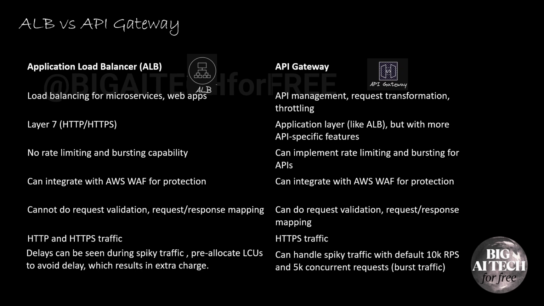Application load balancer delays can be seen during spiky traffic. You need to pre-allocate LCUs to avoid delay, which results in extra charge. Whereas API Gateway can handle spiky traffic with the default 10,000 RPS and 5,000 concurrent requests, right? That's burst traffic. So what does this mean? API Gateway can handle burst and spiky traffic much better, whereas for ALB, you need to pre-allocate underlying EC2s to avoid any delays. However, you have to pay extra for this as you are keeping things warm here.